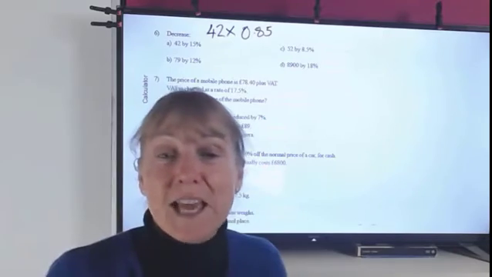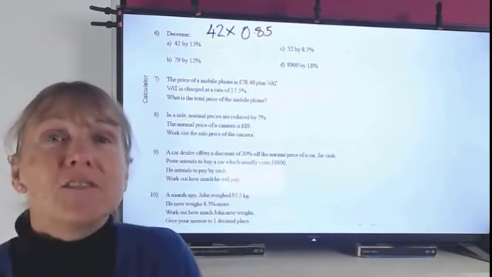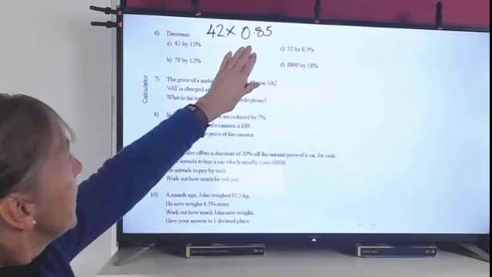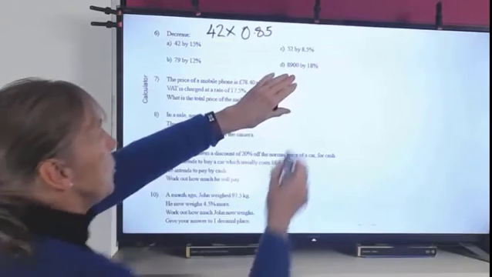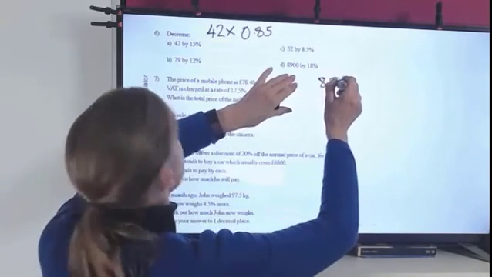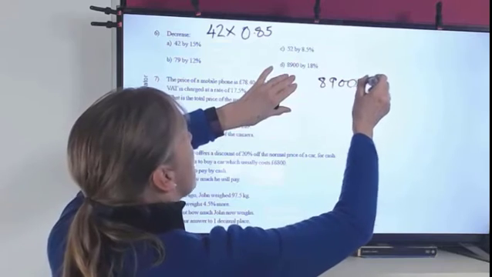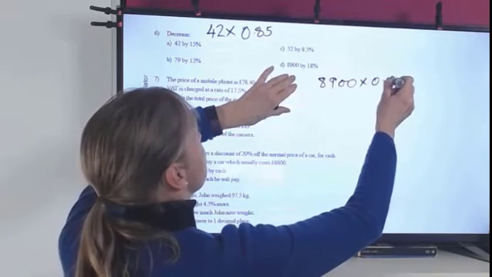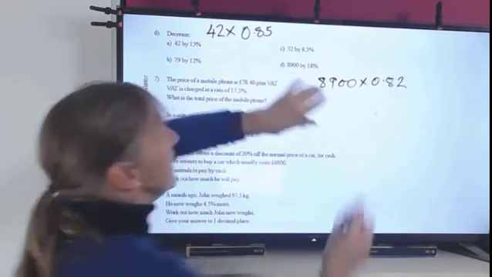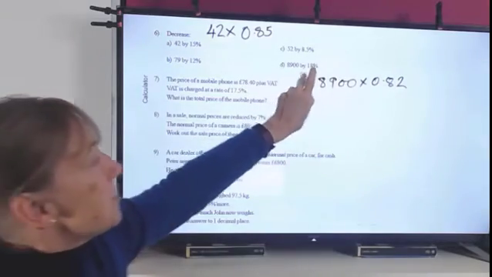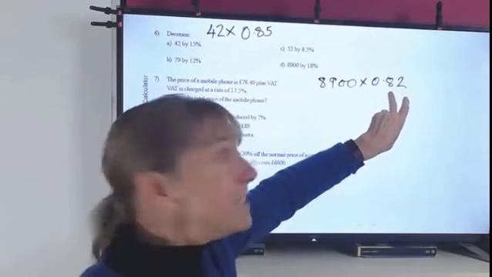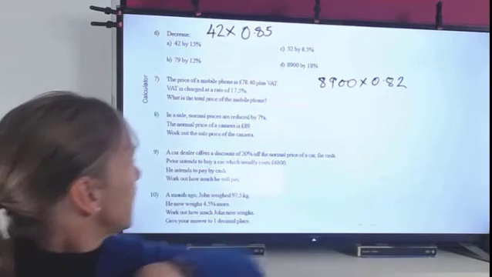Taking off 15% is the same as saying, just give me 85% of the original, which is what we're finding there. Here we would find 8900 times 0.82. Again, taking off 18% is the same as just finding 82%. Those two add up to 100.